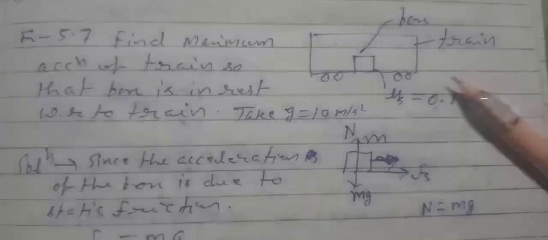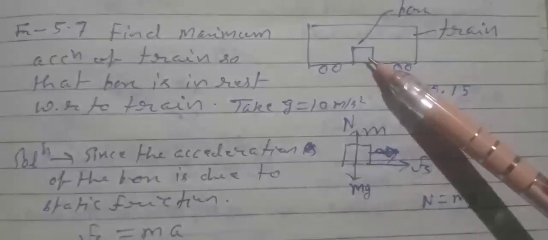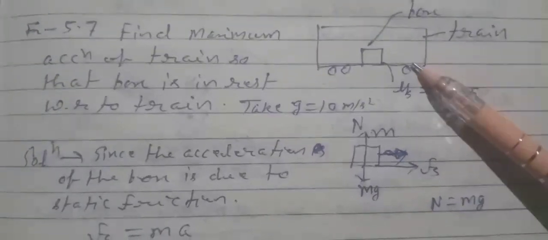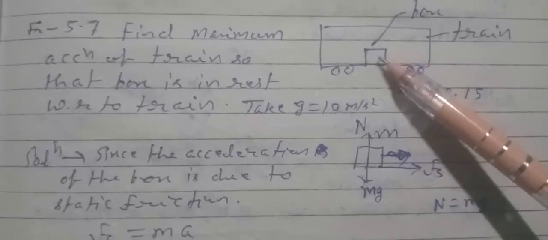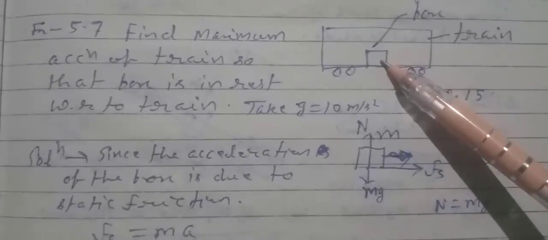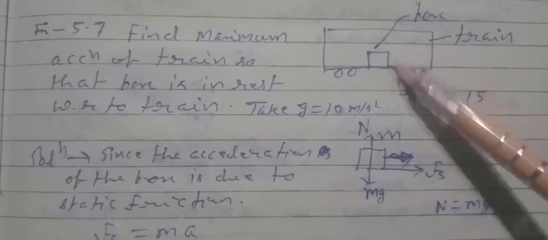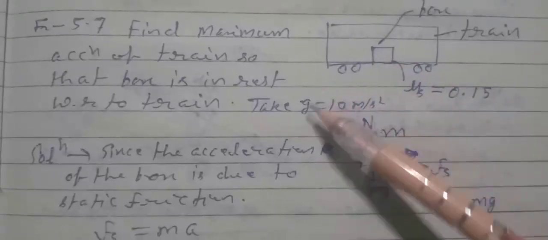Here is a bogie of a train in which a box is placed, and the train is moving with some acceleration. Then what will be the frictional force on this box so that it remains at rest with respect to the train but is moving with respect to a man on the ground?